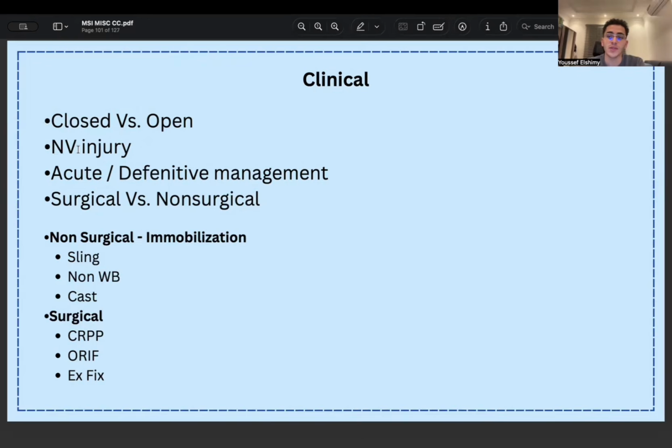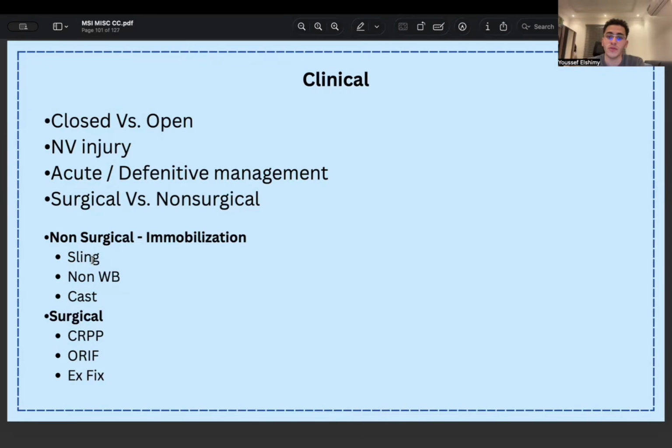We also have to assess whether there is a nerve injury or even vascular injury. Then the management could be divided into acute and definitive management. Sometimes the acute management might be the definitive management, but other times we could have an acute management, then like 2 weeks later or something, we could have the definitive management. For example, if someone fractured his upper limb, the acute management might be the sling or the cast. And this also might be the definitive management.